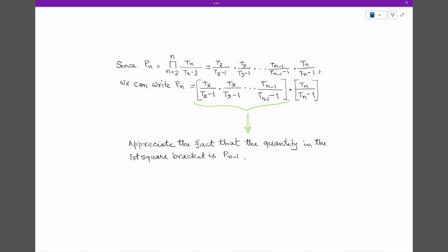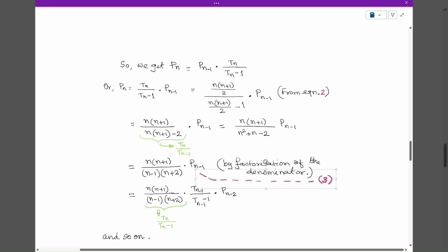Now, the first n minus 1 terms, that is from T2 to T(n minus 1), we club in the square bracket here, and the final term we separate out here. Appreciate the fact that the quantity in the first bracket is P(n minus 1). So we get Pn is equal to P(n minus 1) multiplied by Tn divided by (Tn minus 1). Or by bringing this term to the front and this term to the back, we get Pn is equal to Tn divided by (Tn minus 1) multiplied by P(n minus 1).